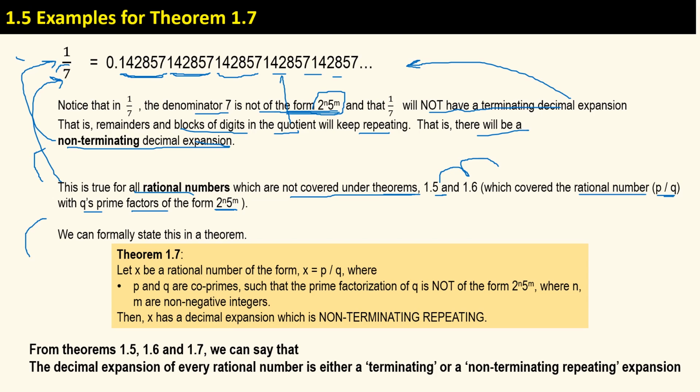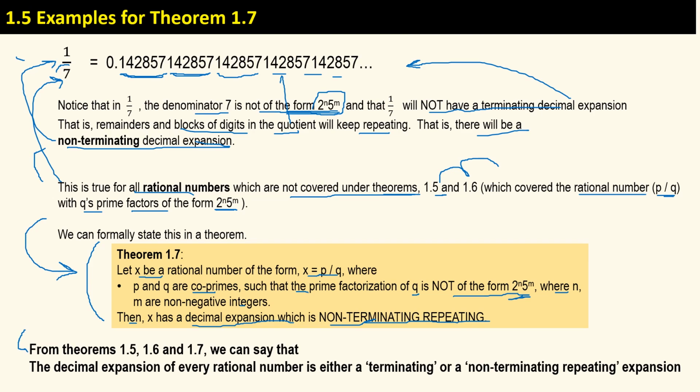So you can now formally state this in the form of a theorem: let x be a rational number of the form x is equal to p divided by q, where p and q are co-prime numbers, such that the prime factorization of q is not of the form 2 raised to power n multiplied by 5 raised to power m, where n and m are non-negative integers. Then x has a decimal expansion which is non-terminating repeating. So this is theorem 1.7.